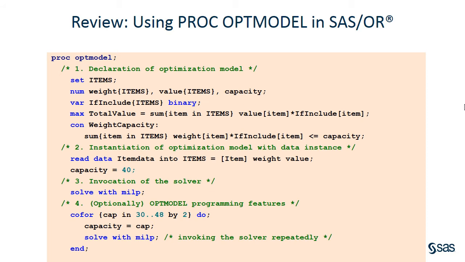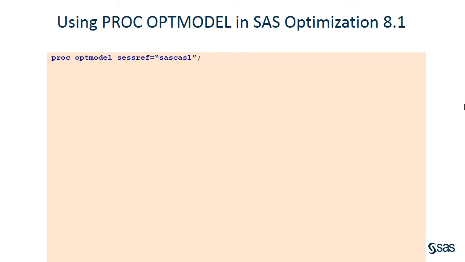Next, we'll use this example to show how easily you can modify a PROC OPTMODEL program in SAS OR to run in SAS Optimization on Viya. Let's assume that a CAS server has been started, and you have access to a CAS session called SAS CAS1 on that server. This CAS server instance and CAS session might be running on hardware that is distinct from the SAS server where your SAS code gets executed. It might even be running in the cloud.